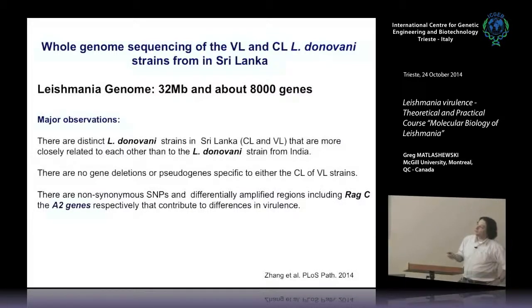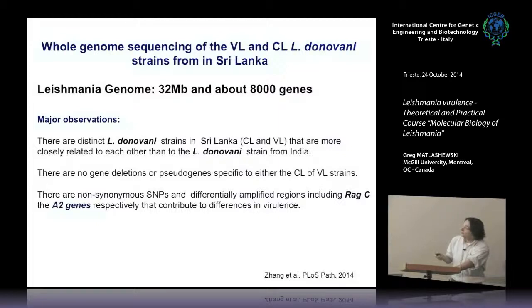And the only thing we found was that there were some non-synonymous SNPs. So this is a SNP where you've changed the amino acid within a protein. We did find quite a lot of evidence for that. And we found that in one gene called A2. The other thing, of course, we would look at is A2. This is the gene that we've been looking at for a long time, and what's happening with A2. And what we did find is that there were differences in the A2 genes as well.